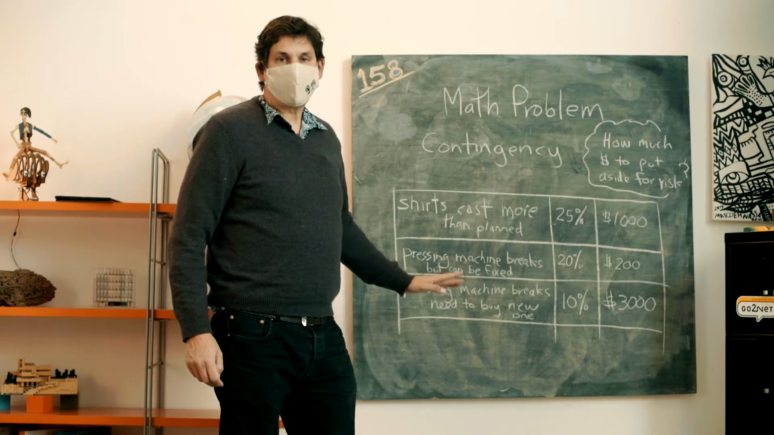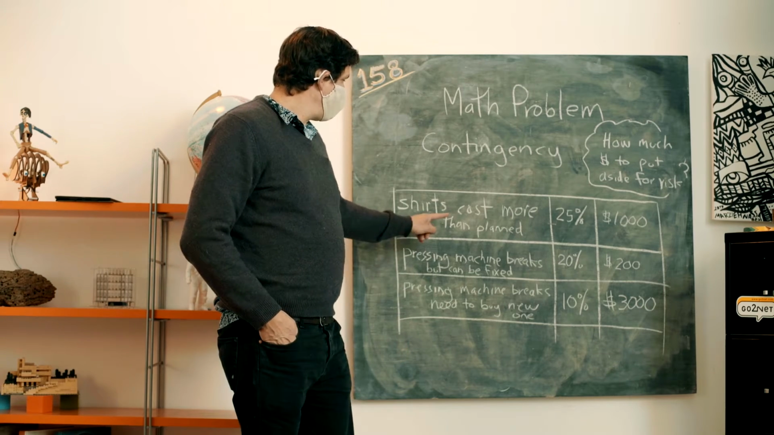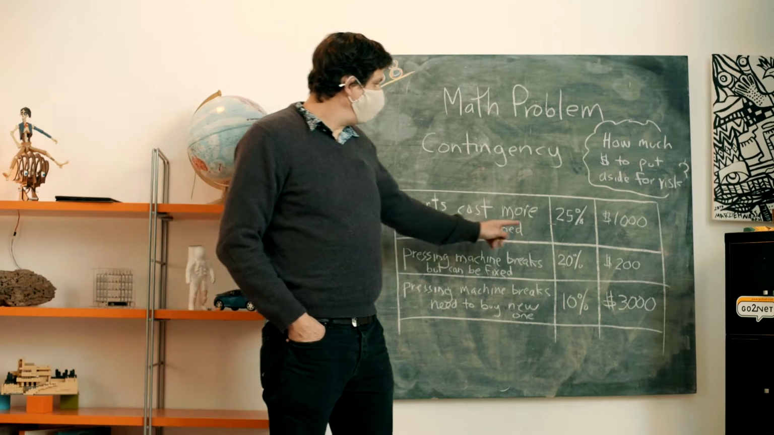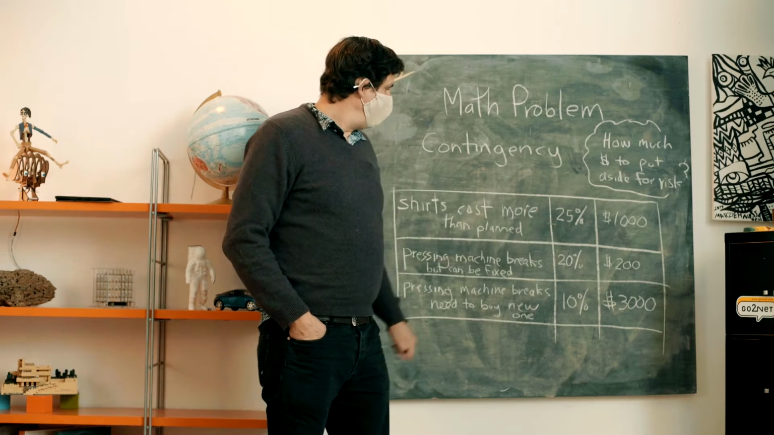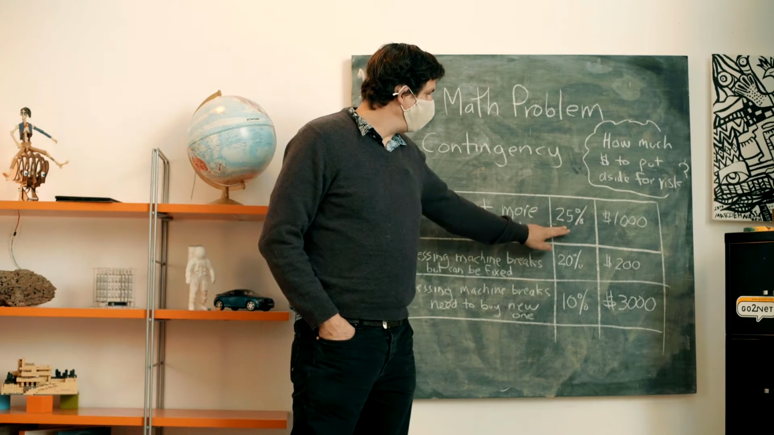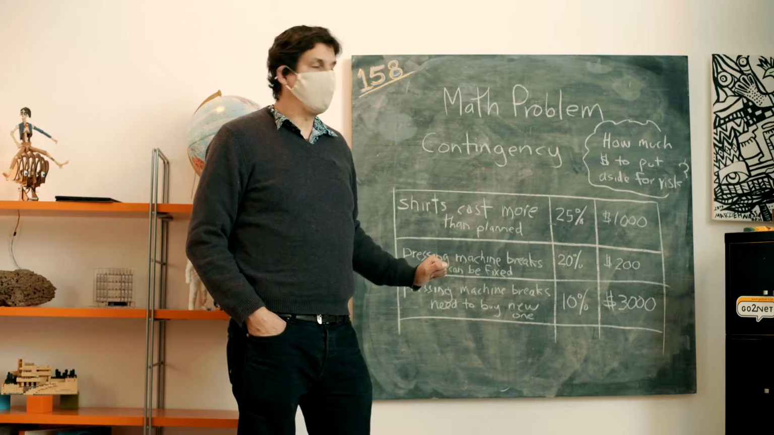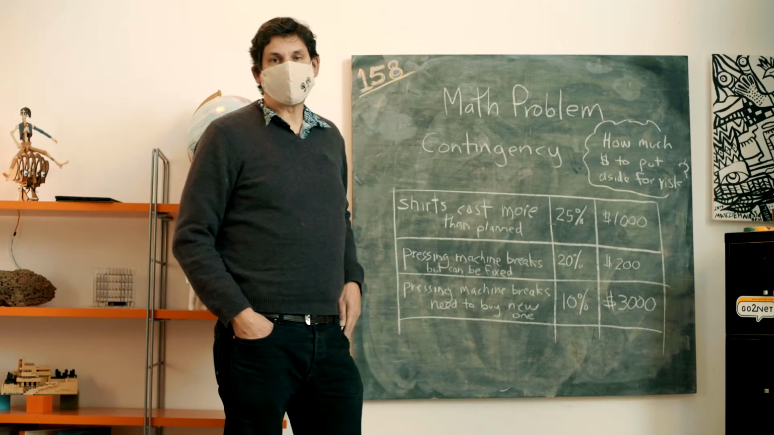Some of the things that could go wrong, one would be shirts cost more than planned. I put a column of the chance, the probability of that happening. If we say there's a 25% probability of the shirts costing more than planned, what would be the cost if that does occur? The estimate would be $1,000.